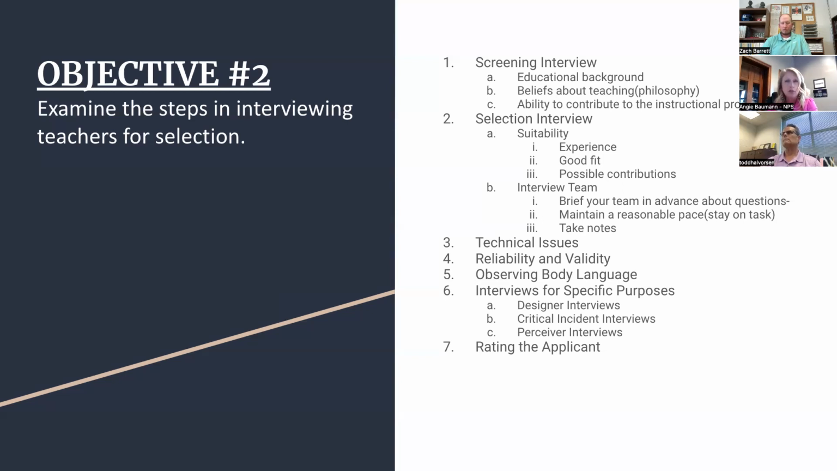Critical incident interviews, where you might provide a candidate with a specific incident and then have them talk you through how they would handle that, how they would react, who they'd get involved, what they would do, and then use that information to help you determine a good fit. And then perceiver interviews, where you'd have standard questions for all of your candidates, and then you'd rate them on themes. There might be some on classroom management or leadership skills, and you try and look at all of the data that way.